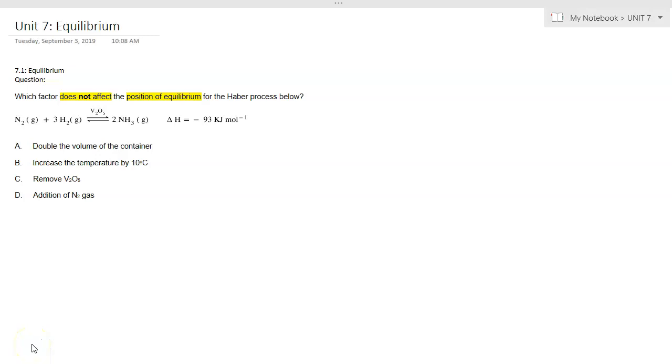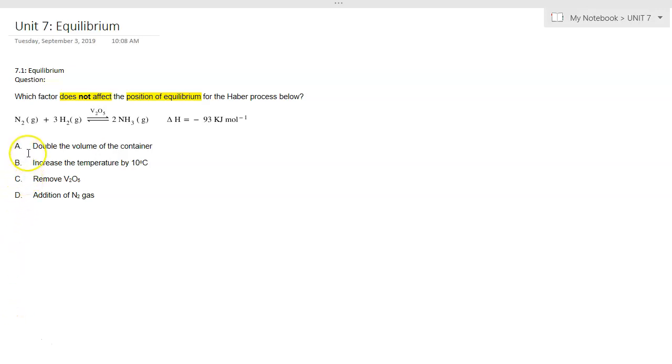Hello, this video is about equilibrium. So the question asks us which factor does not affect the position of equilibrium for the Haber process below. The key terms are highlighted for you. So let's look at the options.